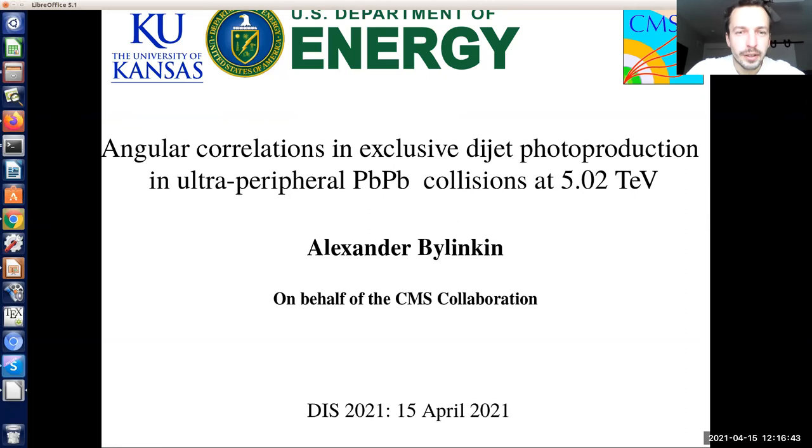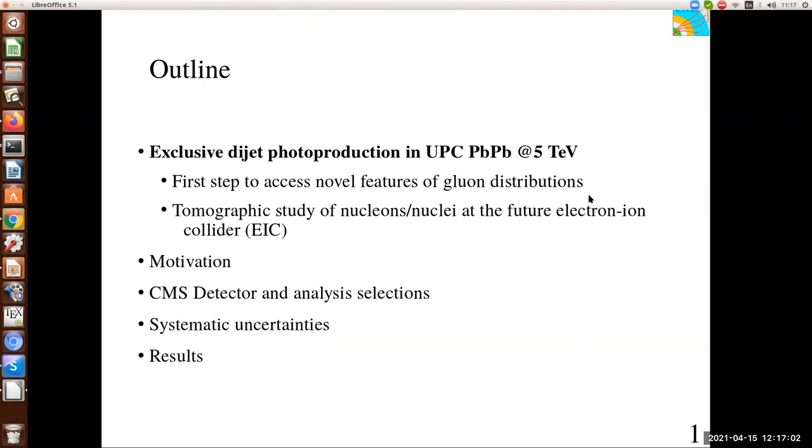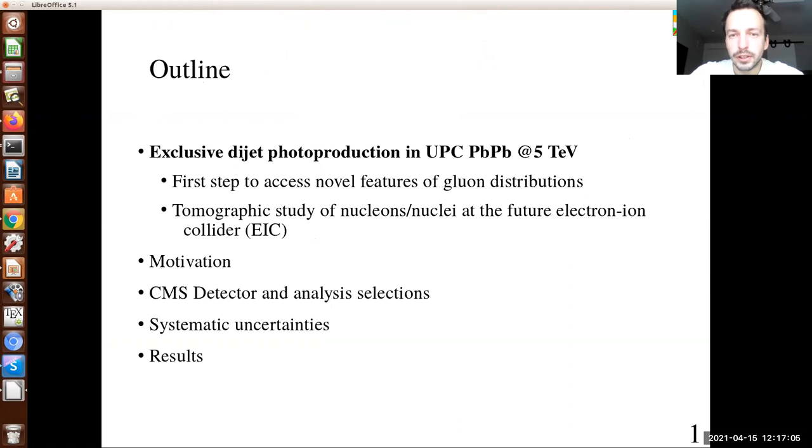Good afternoon, dear colleagues. My name is Alexander Bylinkin, and today I'm going to present the CMS measurement of the angular correlations in extreme dijet photoproduction in ultra-peripheral lead-lead collisions at 5 TeV. Here is the outline of my talk. As I said, I will talk about extreme dijet photoproduction, which is the first step to access novel features of gluon distributions, and moreover, one of the project goals at the future electron-ion collider. I will start with the motivation for this measurement, then I will briefly describe the CMS detector and event selections, and finally, I will present our results together with the systematic uncertainties.